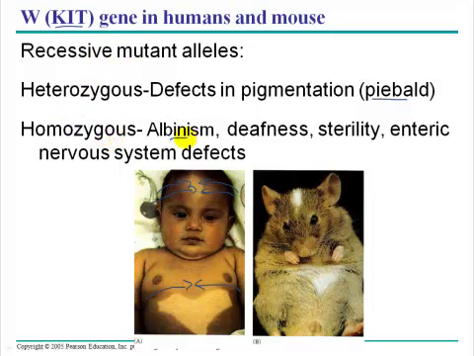so you do show the albinism that would be more similar to the dominant allele that we see in cats, deafness as well as sterility, and defects in the enteric nervous system, which is the nervous system that is regulating the gastrointestinal tract and its function. So those individuals have various defects with the ability to digest and absorb nutrients across that GI tract.